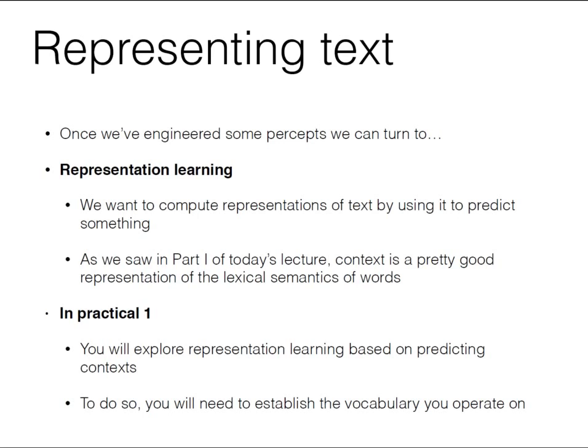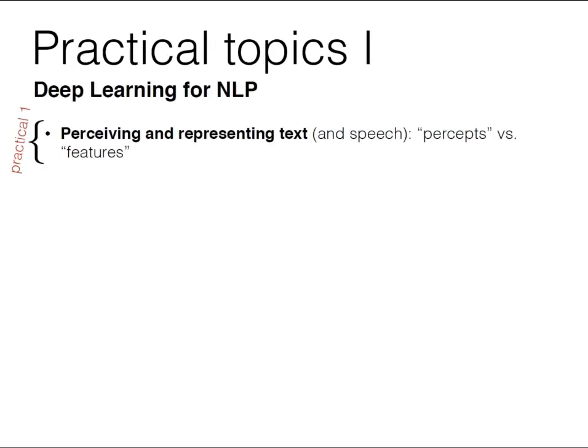So once we've engineered some percepts, this is an engineering problem, then we can turn to representation learning, which you just learned a lot about. In practical one, we're going to use just the standard, simple idea of predicting the context that the words tend to occur in. We'll suggest that you use the word2vec tool. So basically, it's just going to be up to you to decide what vocabulary you're going to operate on. We're going to give you a couple of corpora so you can compare what the word embeddings you get out of these different corpora look like. So it's more of a qualitative analysis. Okay. So moving on, though. This is just sort of a warm-up practical.